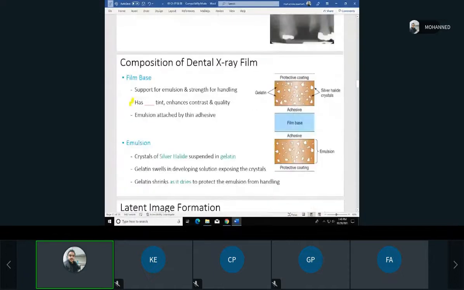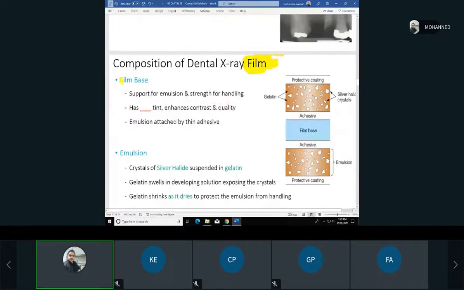So now we're talking about the actual film. The film out of the package has technically two parts. It has the film base and it has the emulsion on it. That's the film base here. You can see it. And that's the emulsion here on top of it. The emulsion is technically attached to the film by an adhesive. That makes sense, right? That's the emulsion and that's the film, and they are attached by an adhesive.